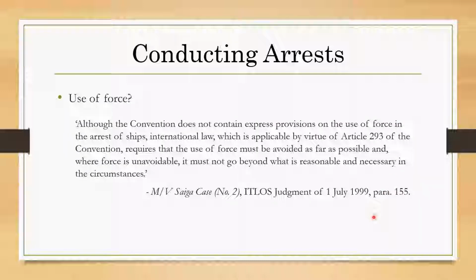Related to this is the question of whether states can use force, and to what extent the use of force is valid. This was discussed in the MV Saiga case. Remember, we discussed this case before, and it comes up quite regularly. It was talked about how international law applies by virtue of Article 293, which says that the general rules of international law apply. And here the tribunal suggested that general international law would include a general rule against using force unless it's unavoidable. So, not going beyond what is reasonable and necessary in the circumstances. Effectively there's a balance there, but you can't use force unless it's absolutely necessary.